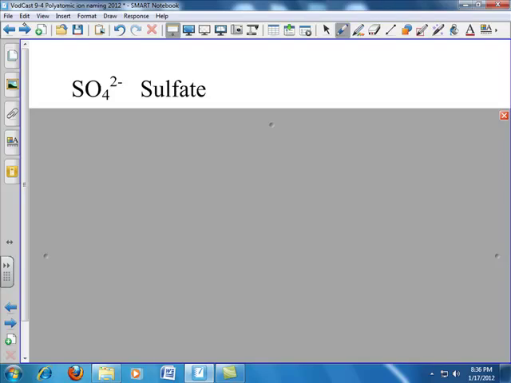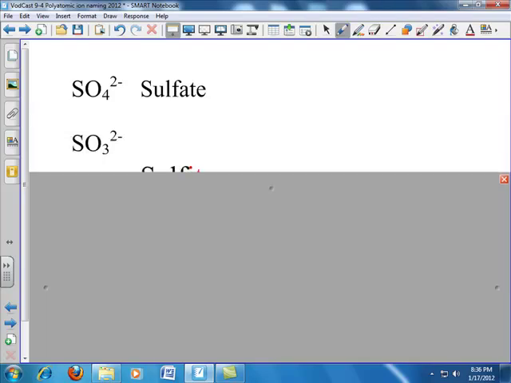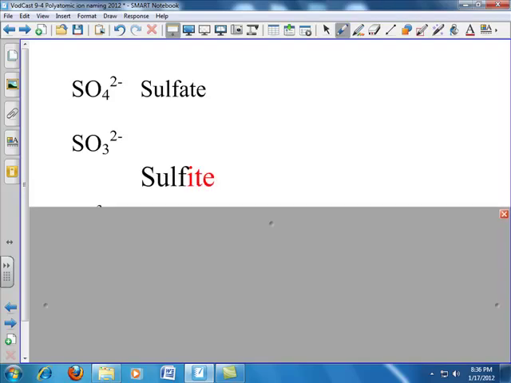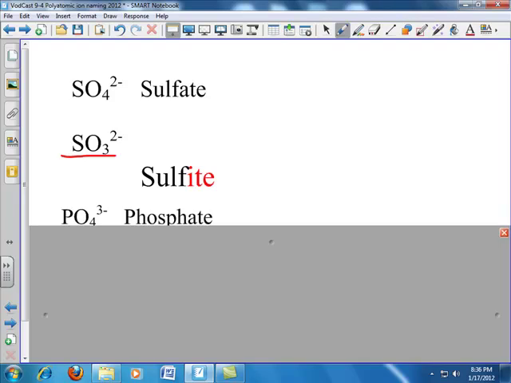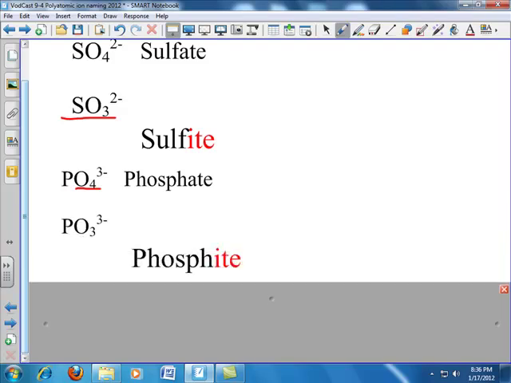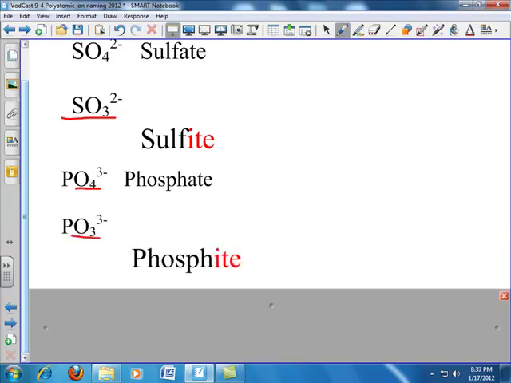But now I've got another issue for you. There's SO4, and there's SO3 2-. This SO3 2- is called sulfite. Notice we have a new ending. I'm going to give you another one. We have phosphate, which is PO4 3-, and then we have phosphite, which is PO3 3-. So I have another ending here, this ITE ending.